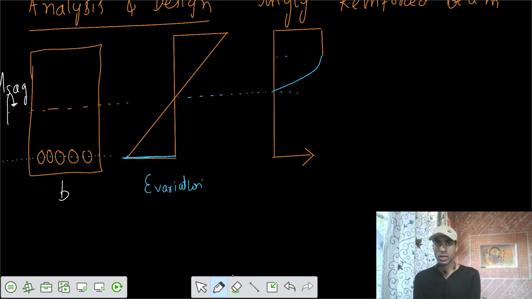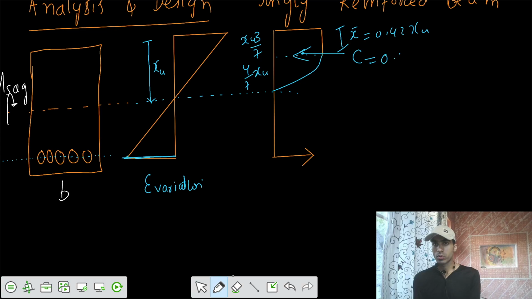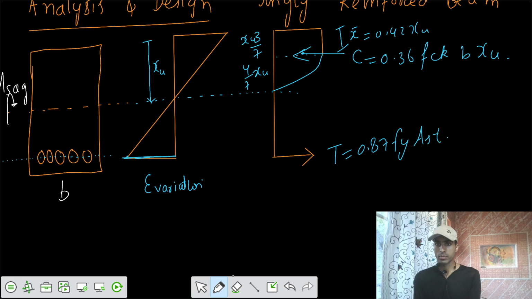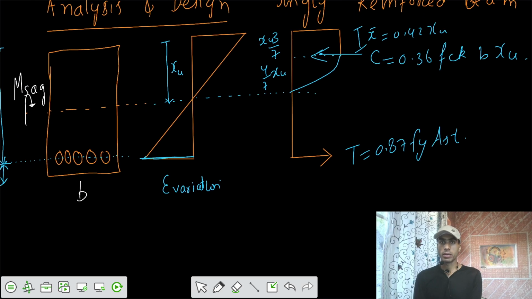This is the parabolic variation, and we already calculated these values. If the location of the neutral axis is at xu from the top, then the rectangular part is 3/7 of xu and the parabolic part is 4/7 of xu, and C was acting somewhere here at x bar equals 0.42 xu. Total compressive force C equals 0.36 fck B xu, and tensile force T equals 0.87 fy Ast.